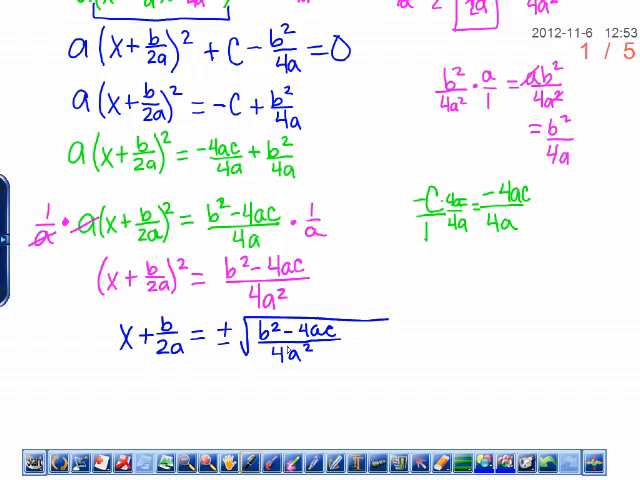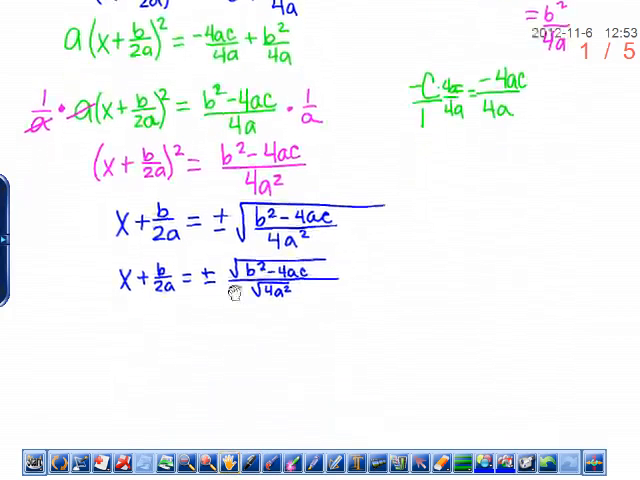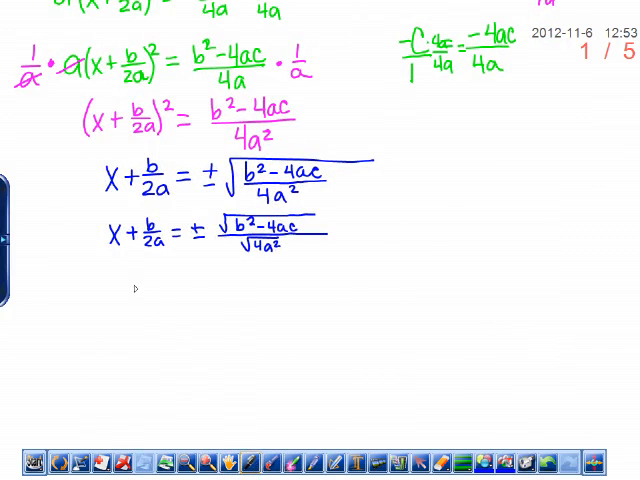All right, what could I do with that big square root now? Split it. So this is x plus b over 2a equals plus or minus the square root of b squared minus 4ac over the square root of 4a squared. What is the square root of 4a squared? 2a. So this is x plus b over 2a equals plus or minus the square root of b squared minus 4ac, all over 2a.